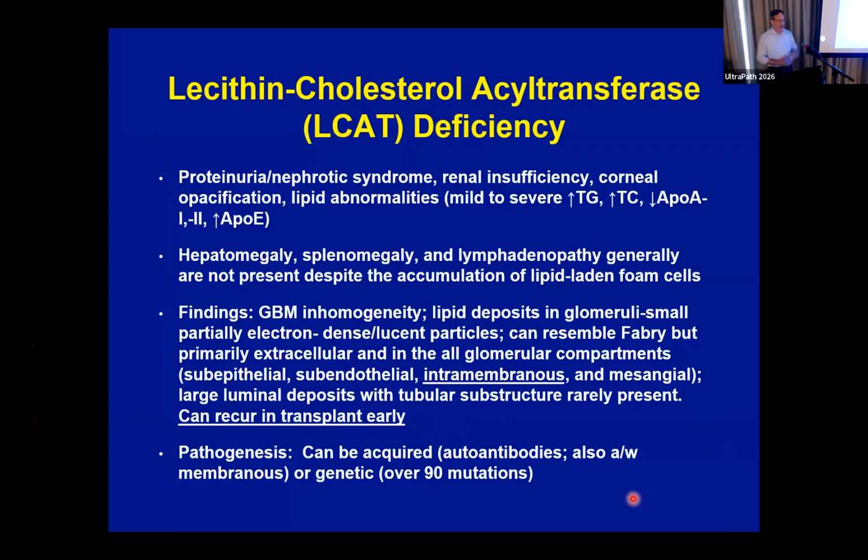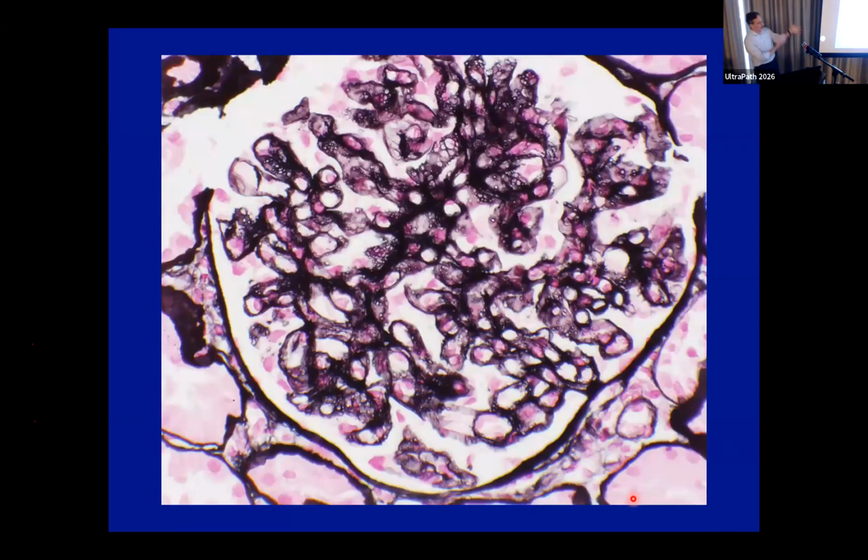The pathogenesis of this is either mutation, with over 90 mutations identified, or they can actually have acquired LCAT deficiency. You can get autoantibodies to this, just like you see with TTP, when you have autoantibodies to ADAMTS13. But this is a light microscopic image of a patient with LCAT deficiency. Actually, this was Dave's case, so thank you, Dave, for letting me borrow this slide.